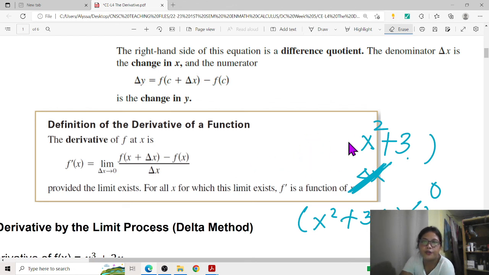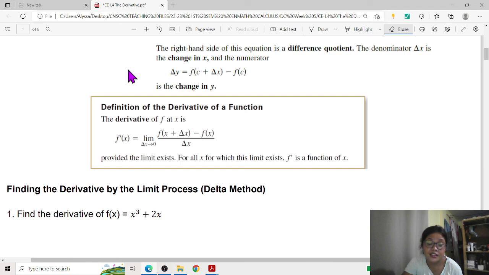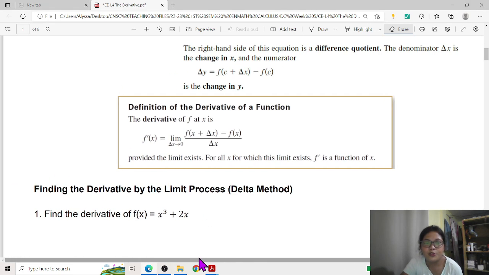differentiation of an equation. So, without further ado, kahit naman magdaldal ako dito, hindi pa rin natin siya maiintindihan kung hindi natin siya i-apply on problem solving itself. So, let's try to find the derivative na. Okay, shall we?